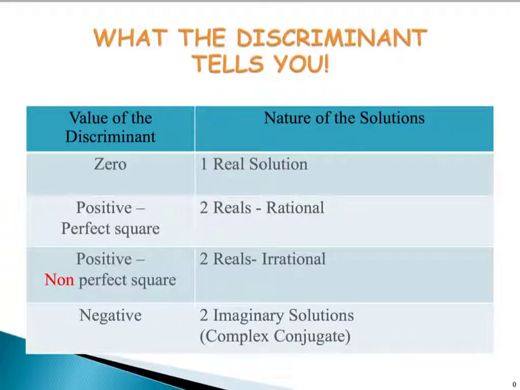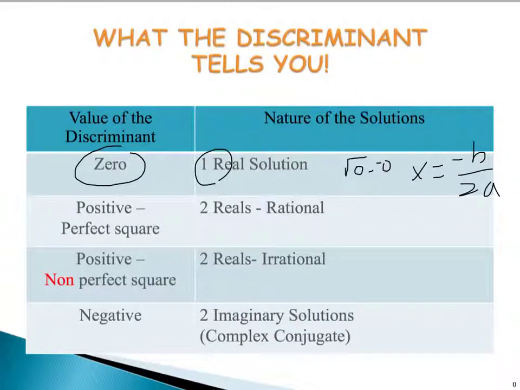When the discriminant is 0, think about the square root of 0 equals 0. So when you think about the quadratic formula, this part being 0 means only one solution. So your quadratic formula will have x equals negative b over 2a. There is only one solution. In this case, the graph touches the x-axis.